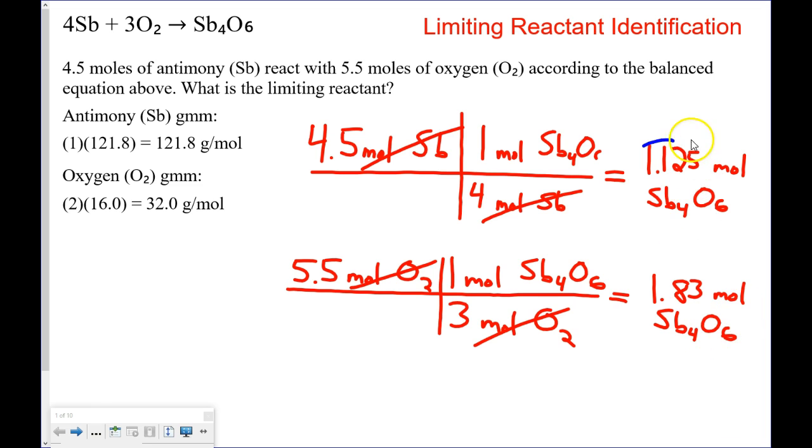I looked at these two, I get less of this one, which means this is the one that's going to run out first. So my antimony is going to be my limiting reactant, whereas the oxygen is going to be the excess reactant. So just pick a product, in this case we have but one, and see how many of each we're going to get from either of my reactants.